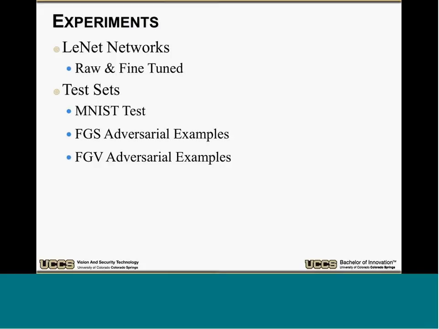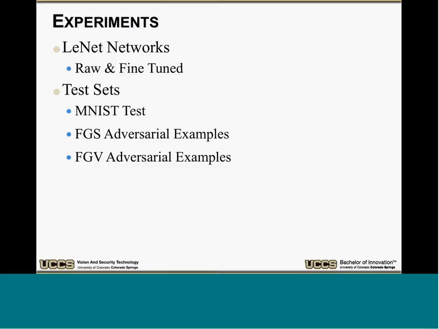For our experiments, we ran tests on two different LeNet networks. One was raw, which was regularly trained, and the other was tuned, which is the regularly trained network fine-tuned on a set of 120,000 training images. The first 60,000 images were the normal MNIST training data set, and the second 60,000 images were those same images, but with a combination transformation applied to them.